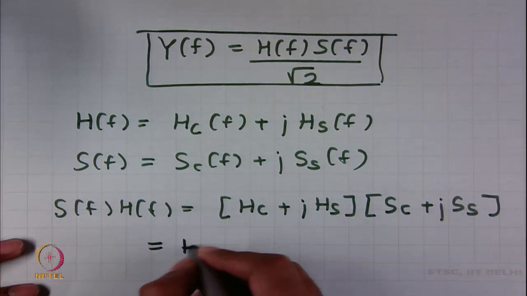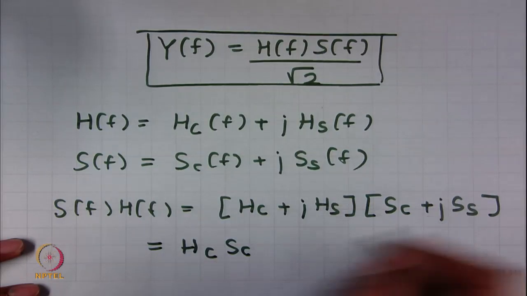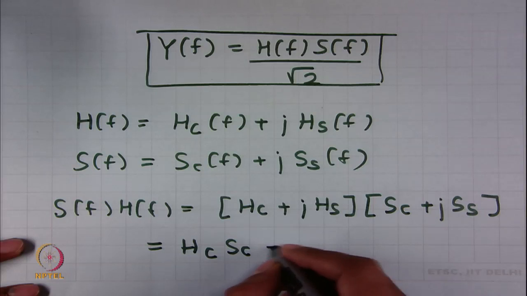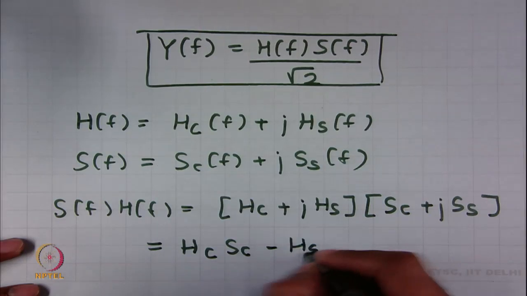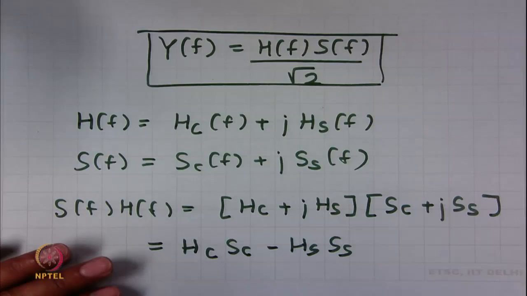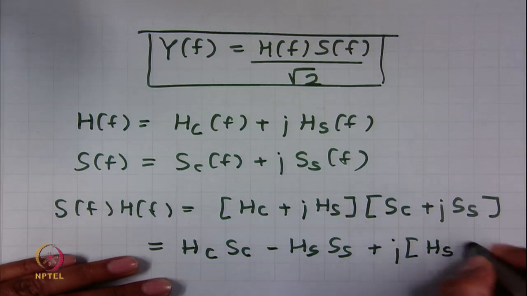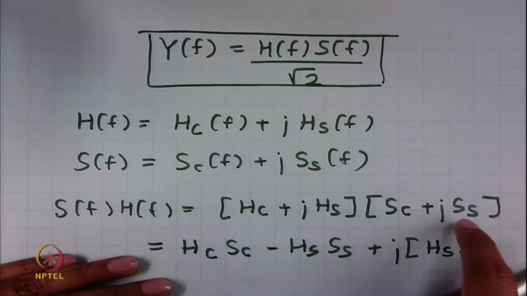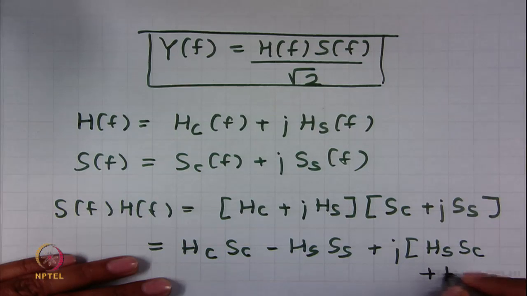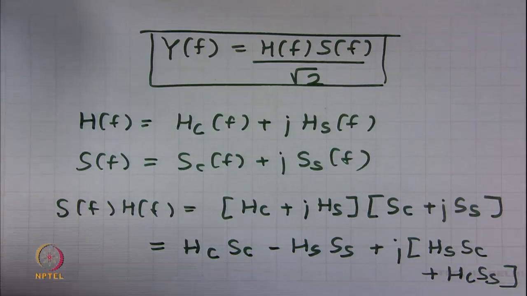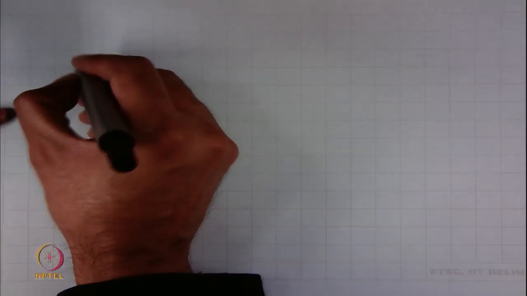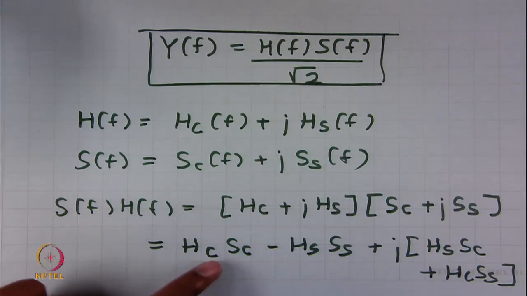So, this would be H_c S_c minus H_s S_s. Plugging in the real parts, plus j times H_s S_c, then I would have a term from there which is H_c S_s. So, what this means is you start with H_c, I multiply this H_c with S_c.